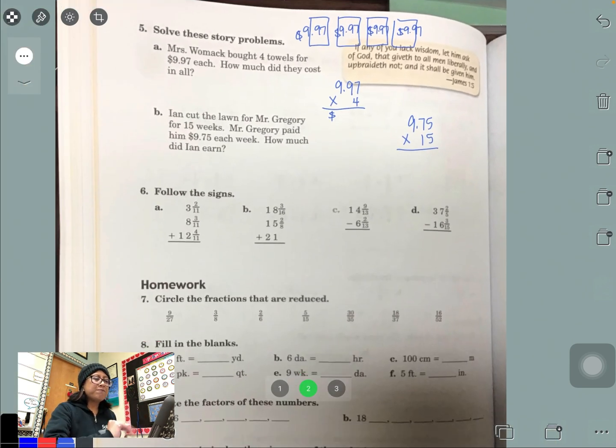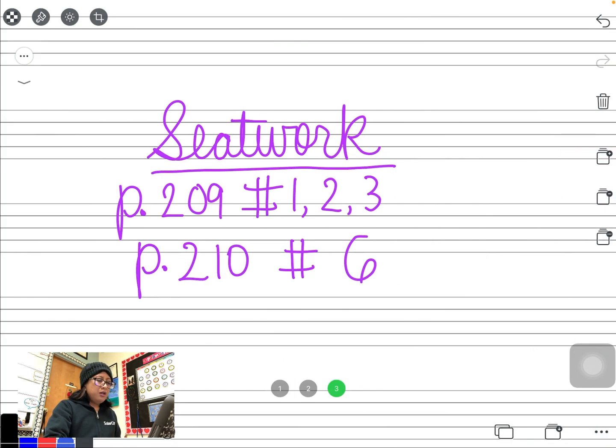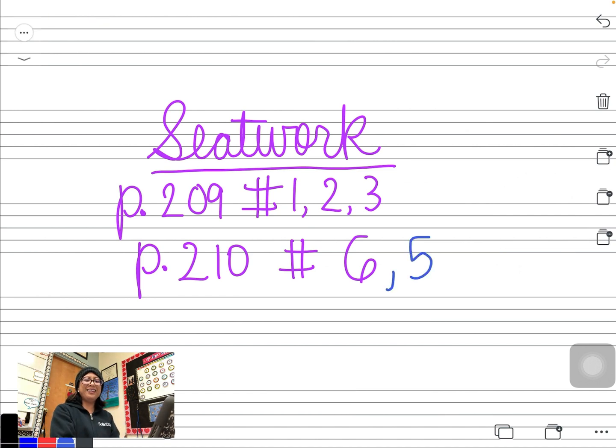So I'm going to add 5 to the seat work because I set it up, I explained it, now you just have to solve it. So here for seat work, not just do number 6 on page 210, but finish number 5 as well, okay?